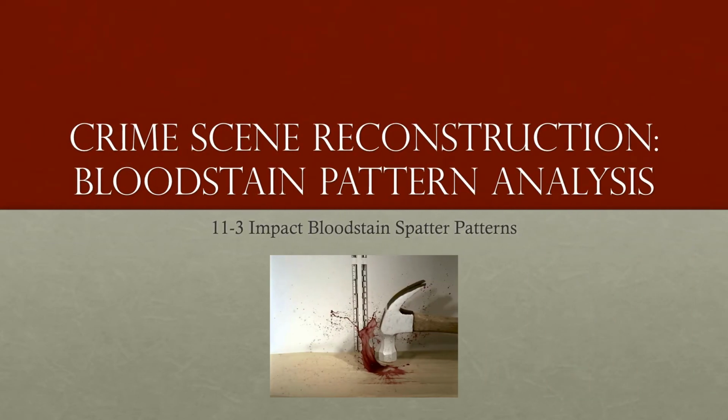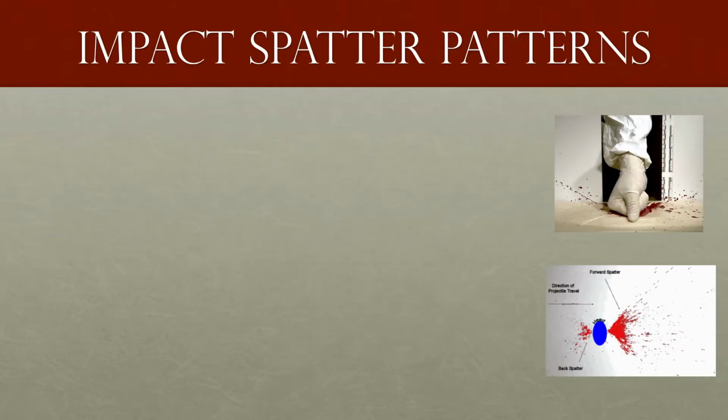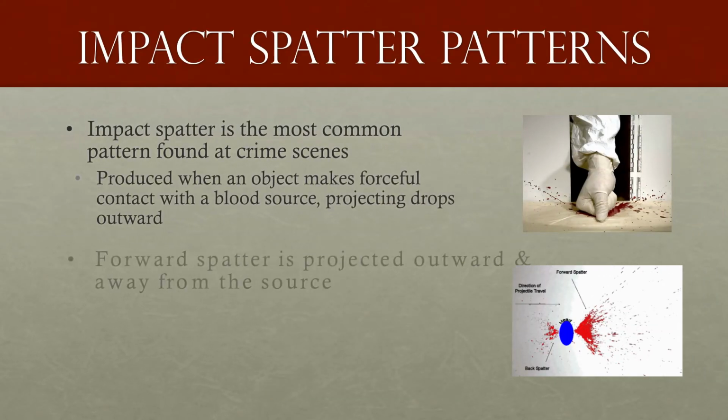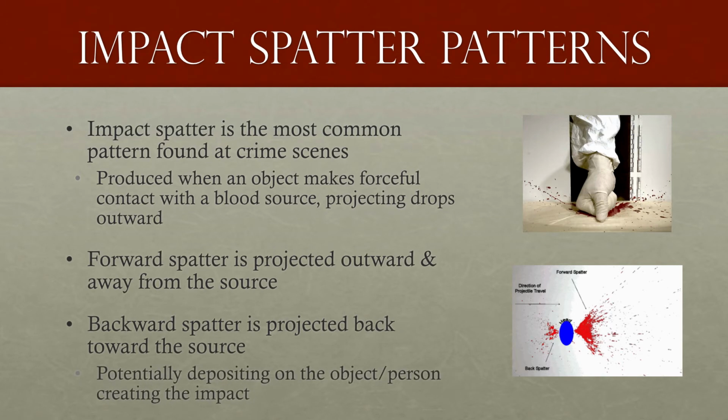Forensic Science Lecture 11-3, Impact Blood Spatter Patterns. Impact spatter is the most common pattern that is found at crime scenes.